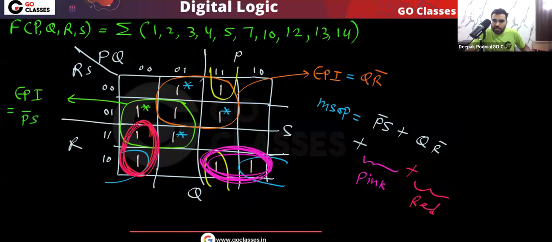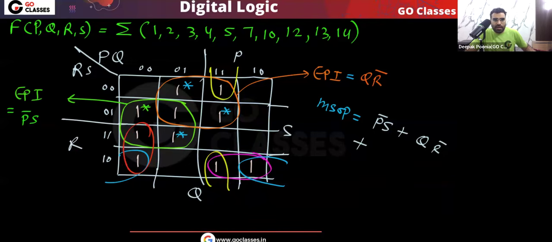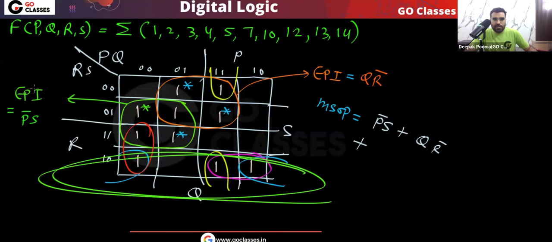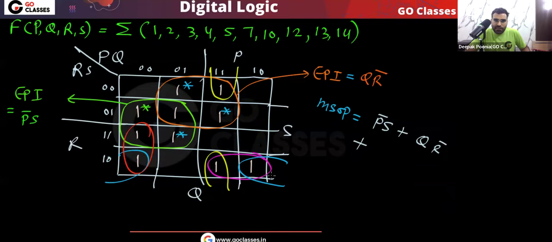What are other possibilities? I need to cover these three one cells. If I take this pink one, then to cover this one, either I have to take blue or red, which I have already considered. So now I will not take the pink one. I can take the blue one. If I take the blue one, then these two ones are covered. Now to cover this one, I need to take yellow.